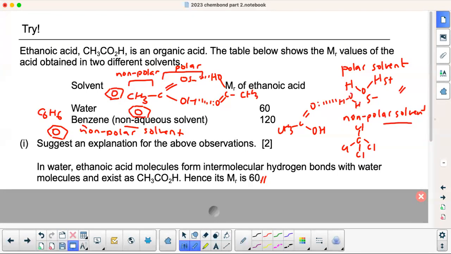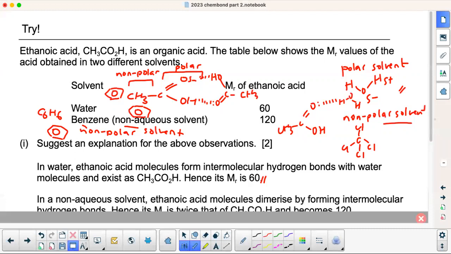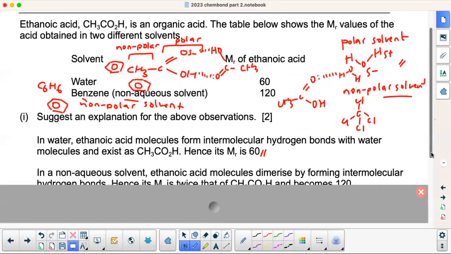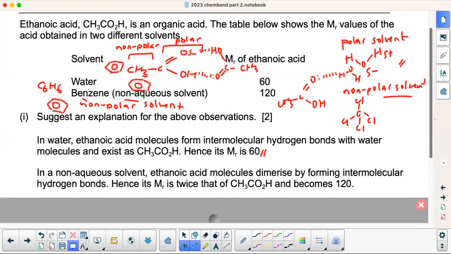Okay, so water will interfere, so it won't allow it to dimerize. So in a non-aqueous solvent, this is the concept. In a non-aqueous solvent, ethanoic acid will dimerize, forming intermolecular H bonds. So the Mr will be double. I just drew for you what it means.